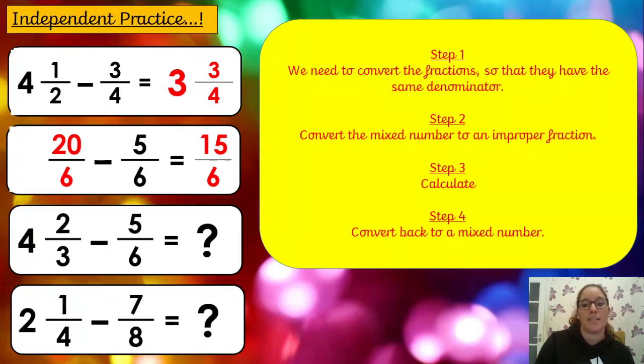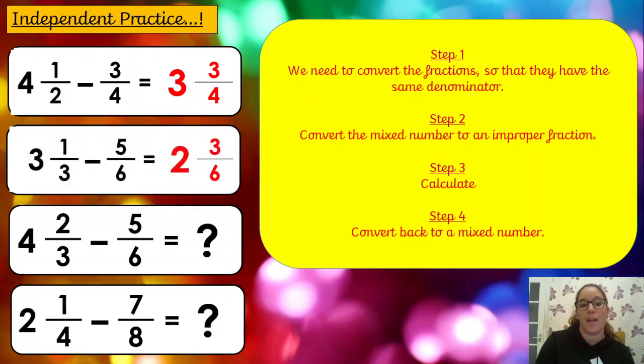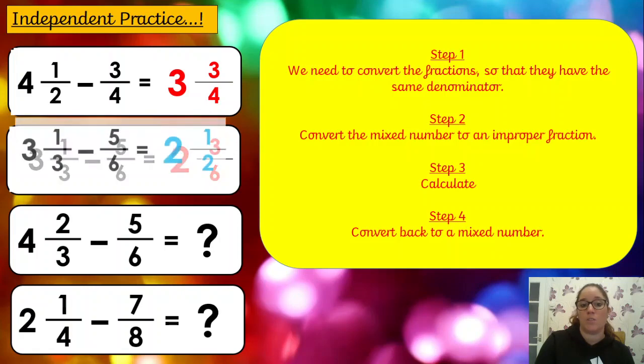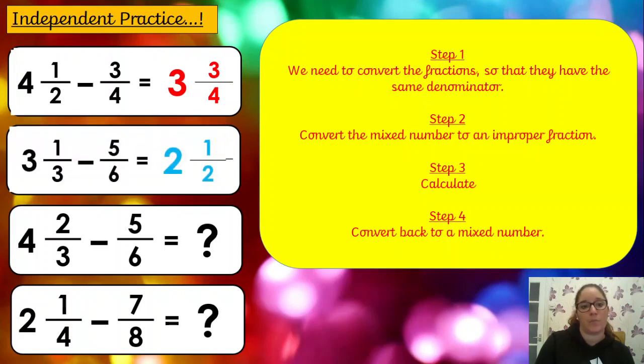And then finally, step 4. How many 6's go into 15? You've got 2 and 3/6. Okay, or it could also be 2 1/2 if we simplify it. Number 3, 4 2/3, take away 5/6. So step 1, we're going to convert the fractions so they've got the same denominator.